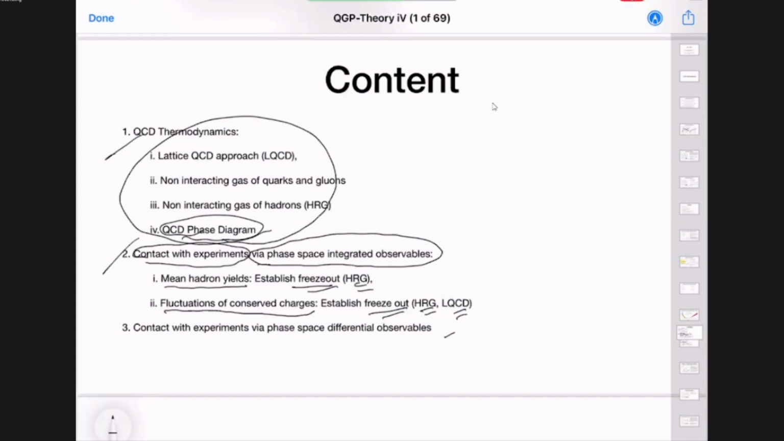The final topic in this set of lectures is where we once again try to make contact with experiments, but now instead of phase-space integrated observables, we look at it via phase-space differential observables. Here we saw that once you integrate over phase space, you are limited to the freeze-out stage, and you cannot look at any earlier stage.